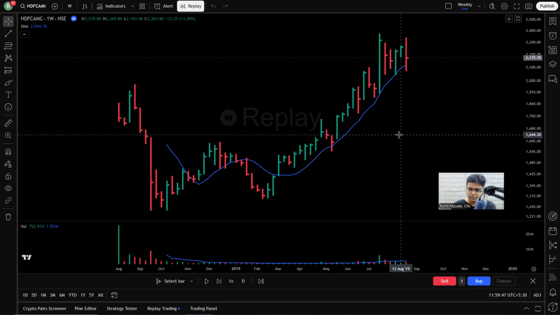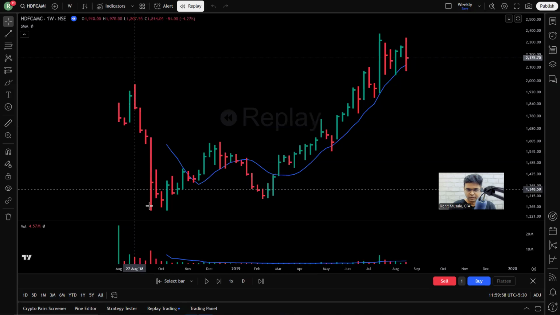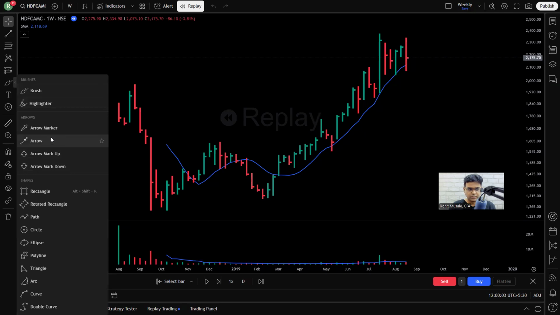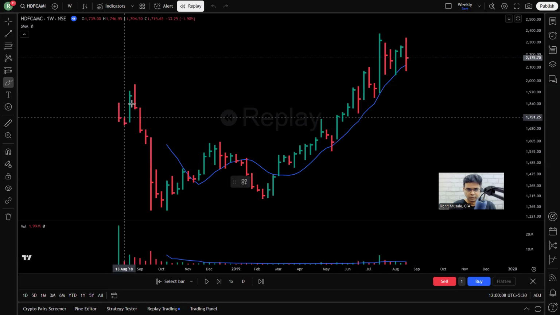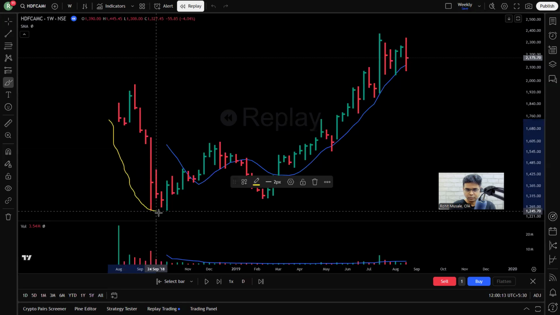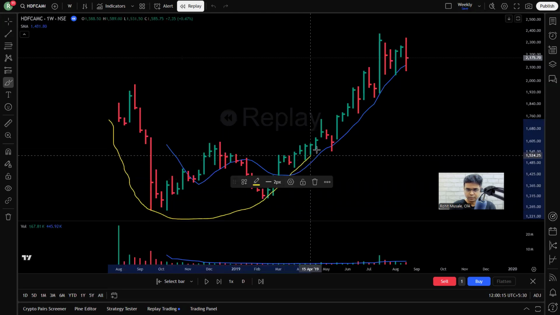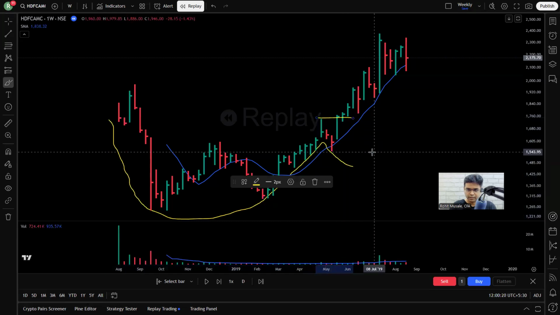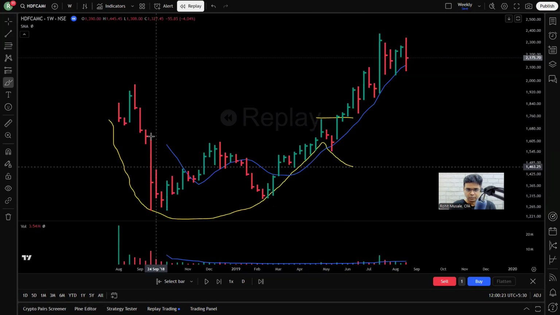And what is the common factor in all of these four patterns? They take a long time to form. They are deep patterns. So for example, if you look at this cup with handle, see there is a handle here. So if I draw this for you, it's a deep cup with handle. See, this is the IPO. This is HDFC Mutual Fund Company. So you see this cup, and that's the handle. So that's the cup with handle.